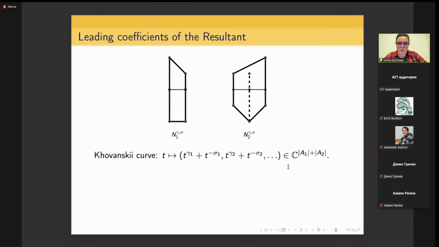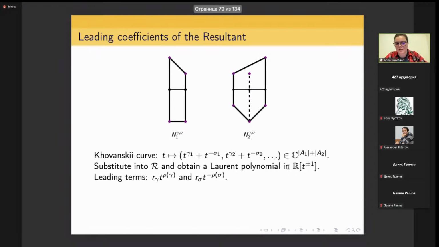And then we plug it again into the resultant. And what we get is actually a Laurent polynomial in t. And then, again, we can easily understand that the leading terms of this Laurent polynomial are going to be the sought leading coefficients at gamma and sigma, times t to the power of the value of the support function at gamma, and here minus the value of the support function at sigma.